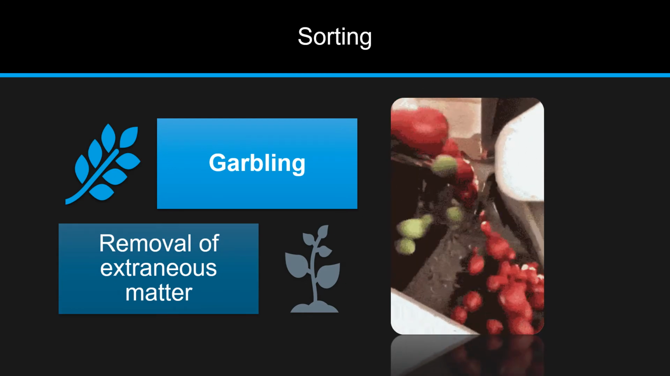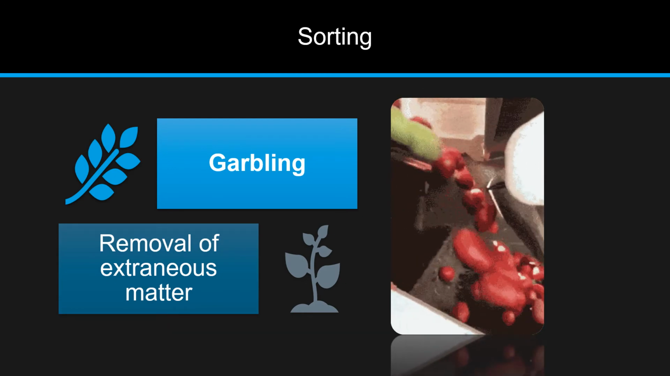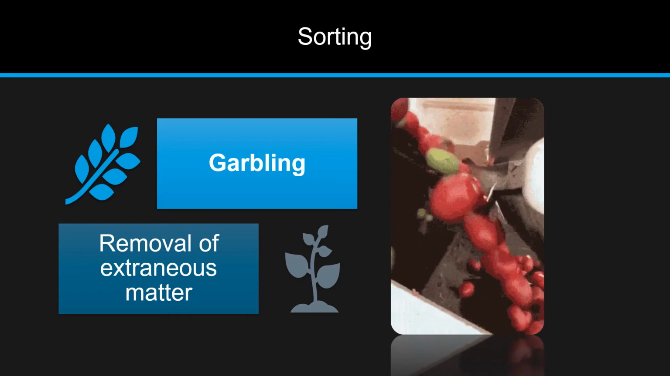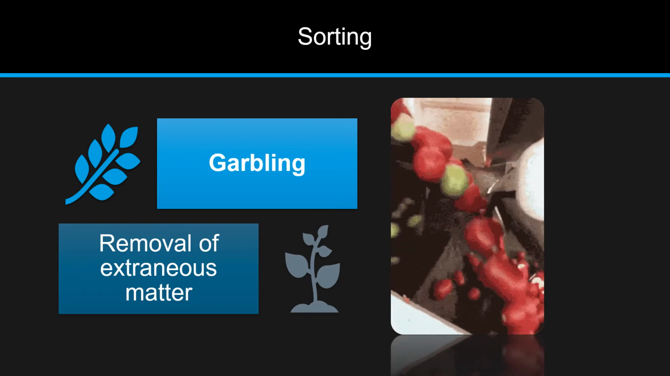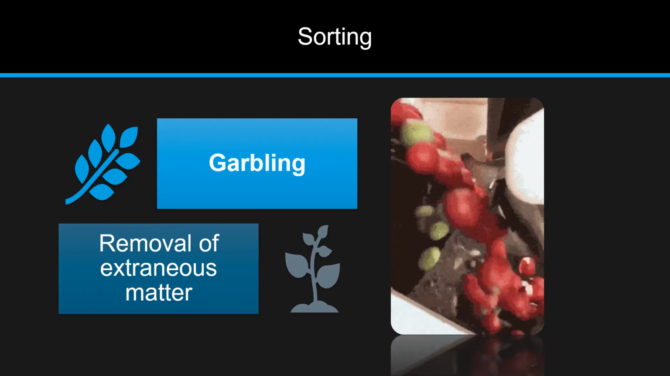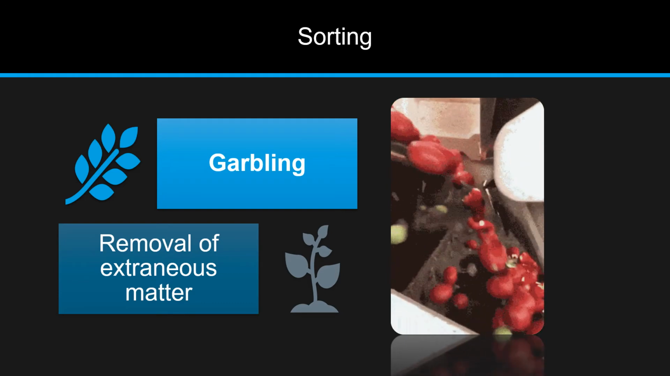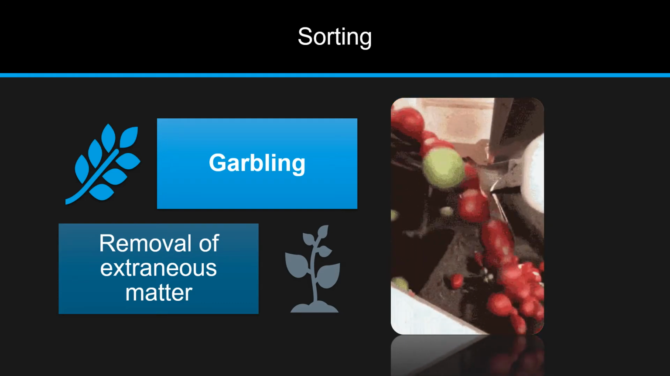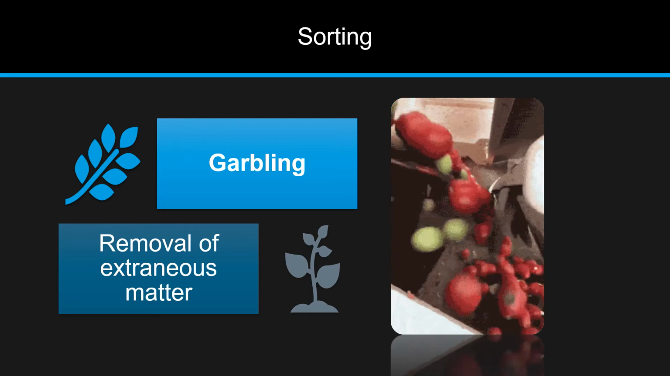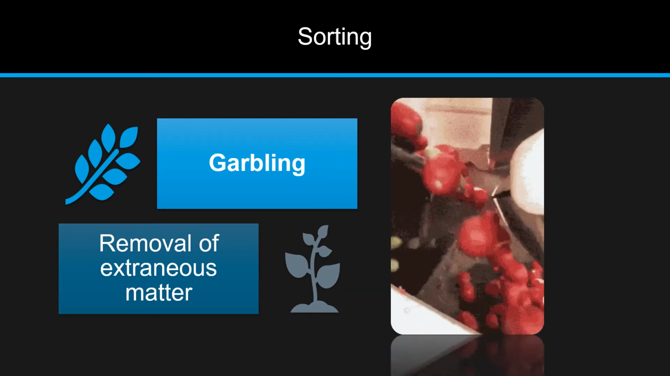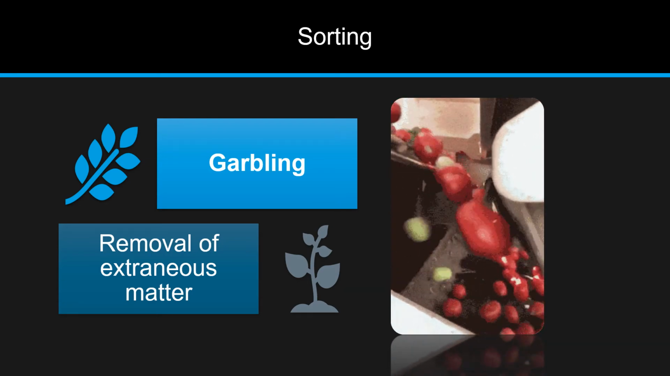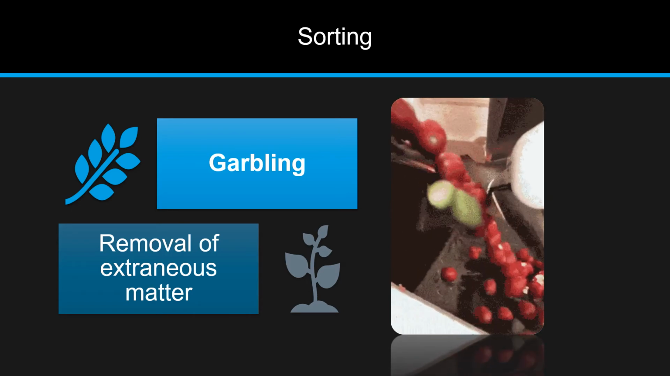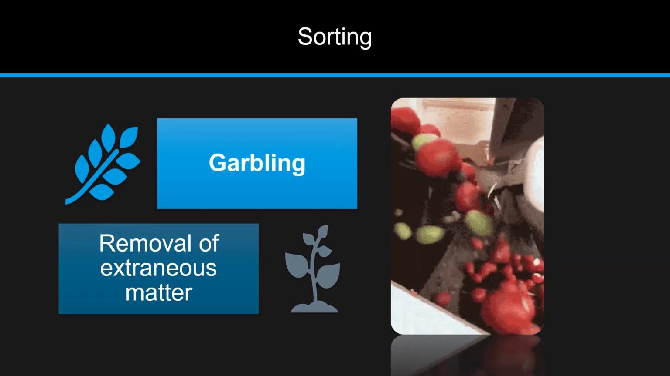The sorting process is a mechanical separation. Garbling or dressing is the removal of extraneous material, such as other parts of the plant, dirt, and added adulterants. This is done to some extent during collection, but should be carried out after the drug is dried and before the drug is baled and packaged.